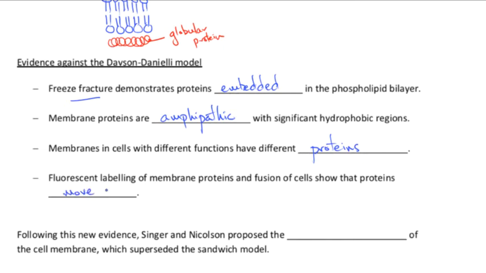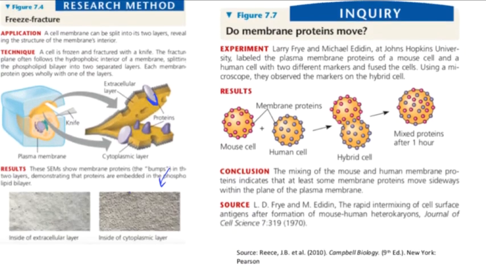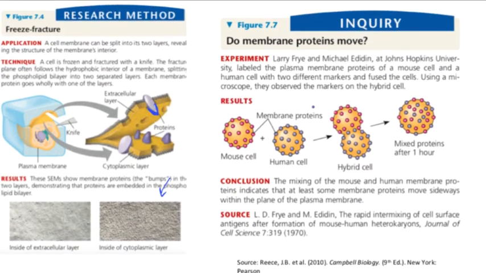So what does that look like? Well, here's again a diagram to show that, and this one again is from Campbell. If you take a mouse cell and a human cell and you use fluorescent markers to label the proteins on them, that's what you're seeing here in red on the mouse cell and blue on the human cell, and then you fuse them together and you wait a little bit, you'll see that the proteins are all interspersed. Now, that wouldn't happen if they didn't move around.